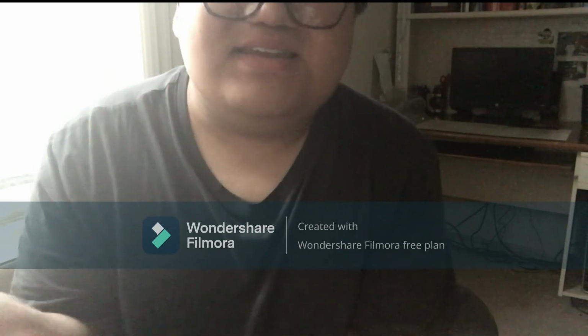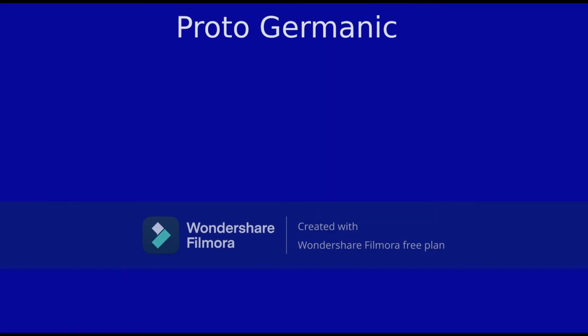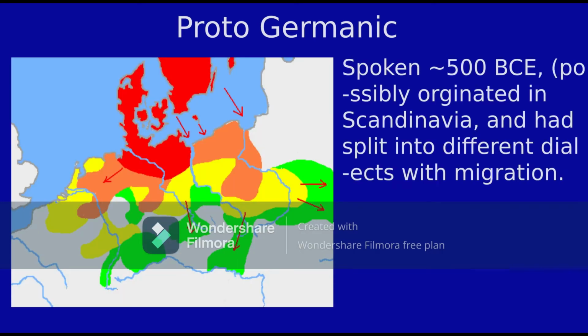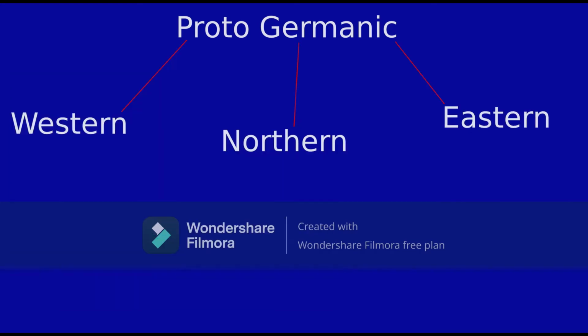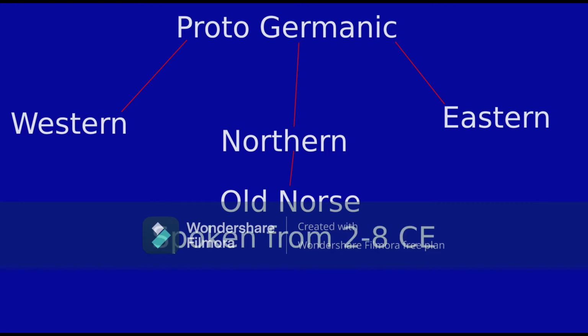But what is Icelandic anyway? Icelandic is a Germanic language. All Germanic languages evolved out of Proto-Germanic, which was spoken by around 500 BCE and possibly originated in Scandinavia and had split into different local dialects within migration. Within these dialects, three distinct varieties of Germanic arose: Eastern, Western, and Northern. The Northern dialect evolved into Old Norse, spoken from 2 to 8 CE by the seafaring Vikings.